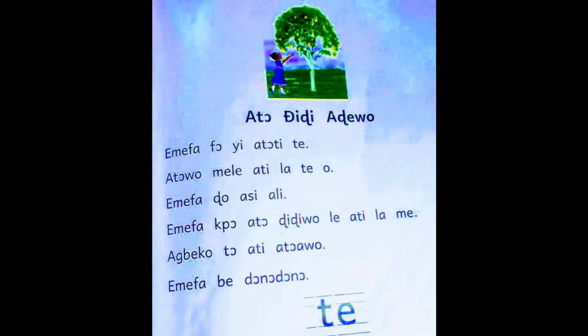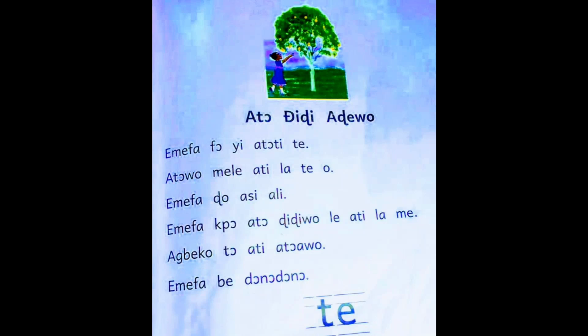Now, the old syllables. Ya. Ye. Yi. Yo. Now we will read a short story together using the letter sounds.